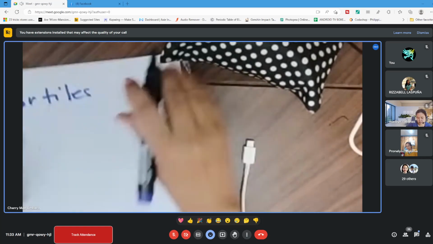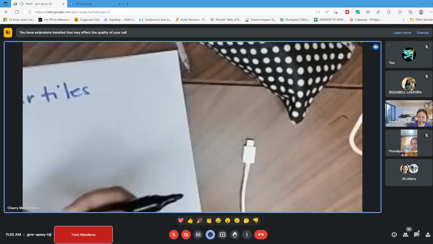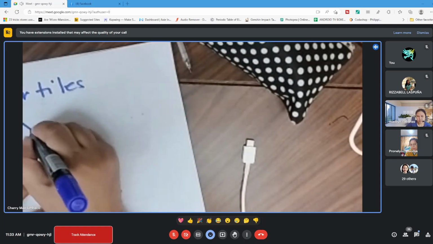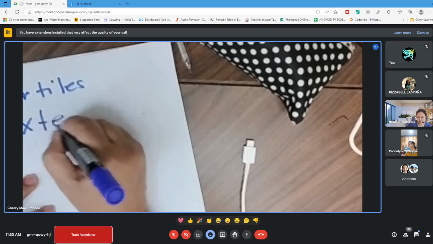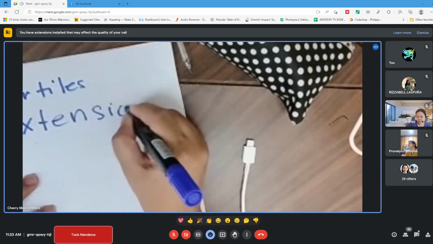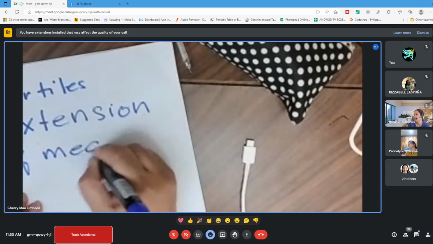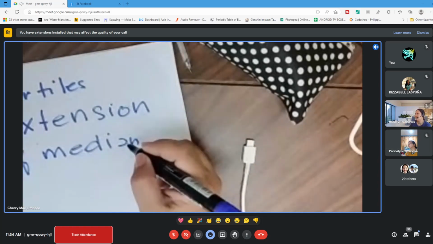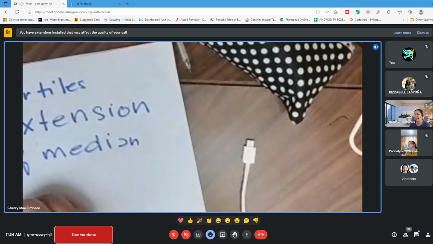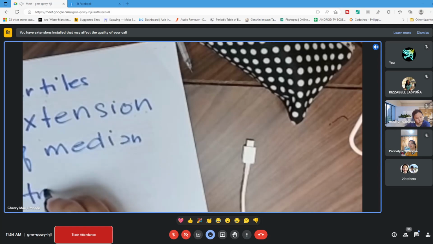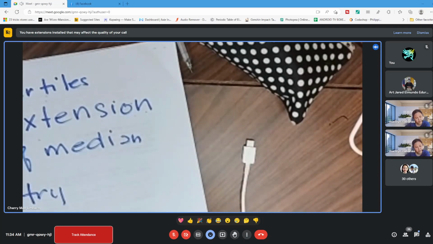Quartiles. This is again a score distribution, and this is what we call an extension of the median. Because this is an extension of the median, we try to divide it into different equal parts now.